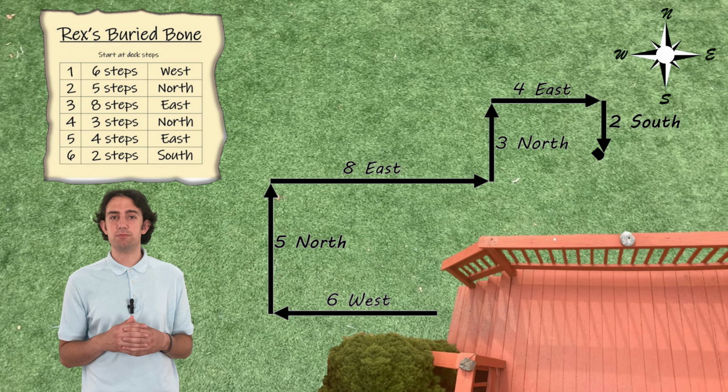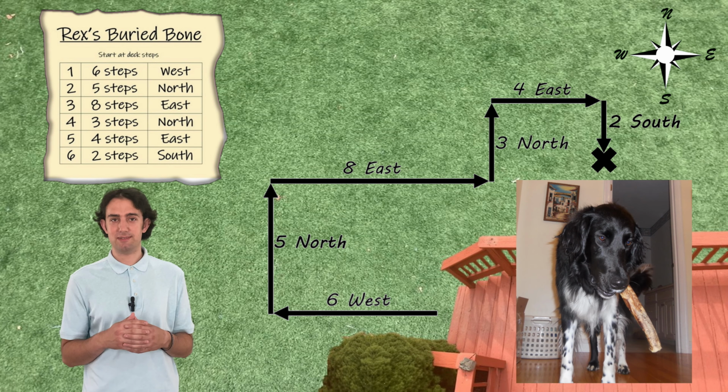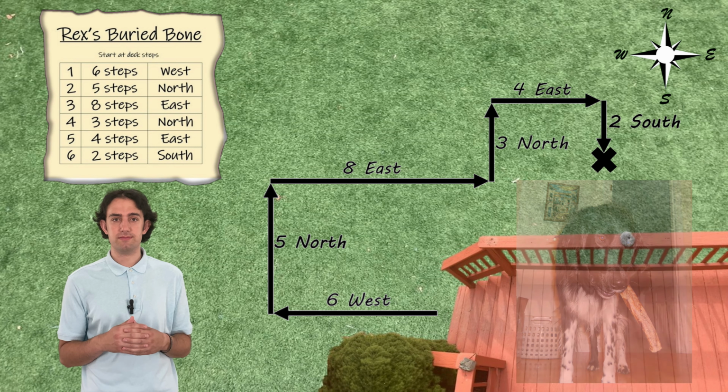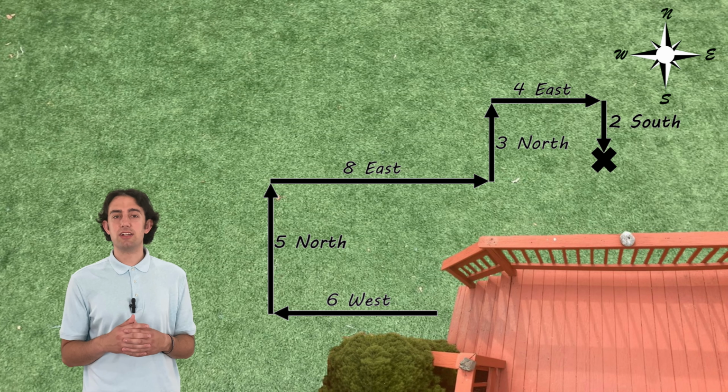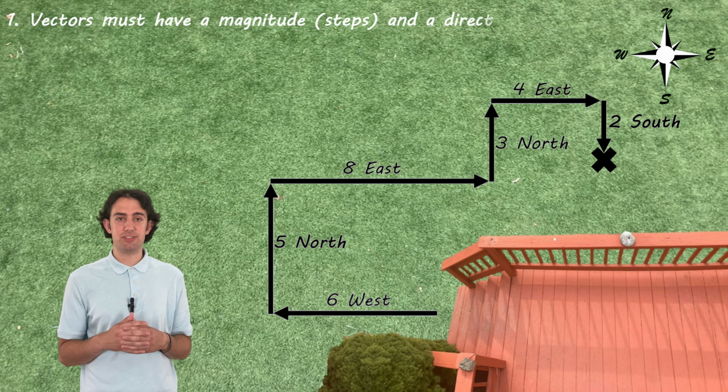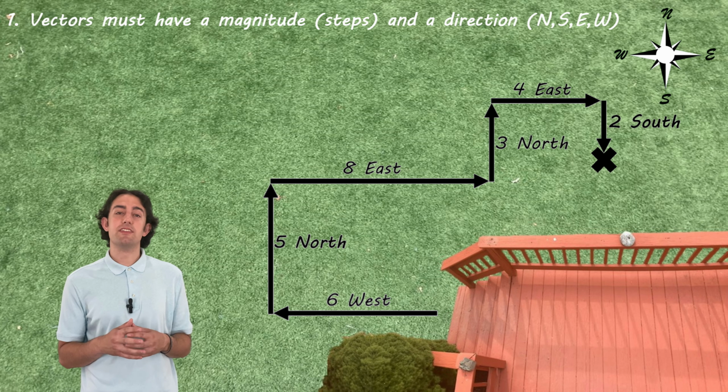Now Rex digs up his bone and his dream has become a reality. Each of the 6 lines on the treasure map is a vector. From this example, we can learn a few key principles. The first is that vectors must have both a magnitude and a direction. In this case, the number of steps is the magnitude, and the direction is north, south, east, or west. Longer arrows represent a larger magnitude or value.